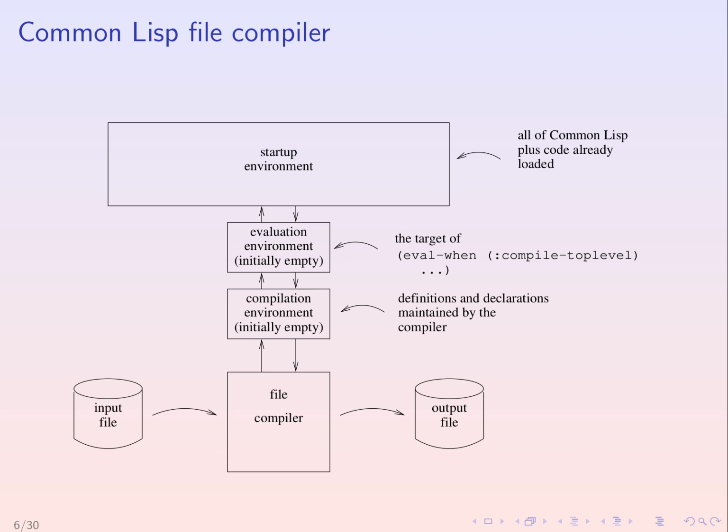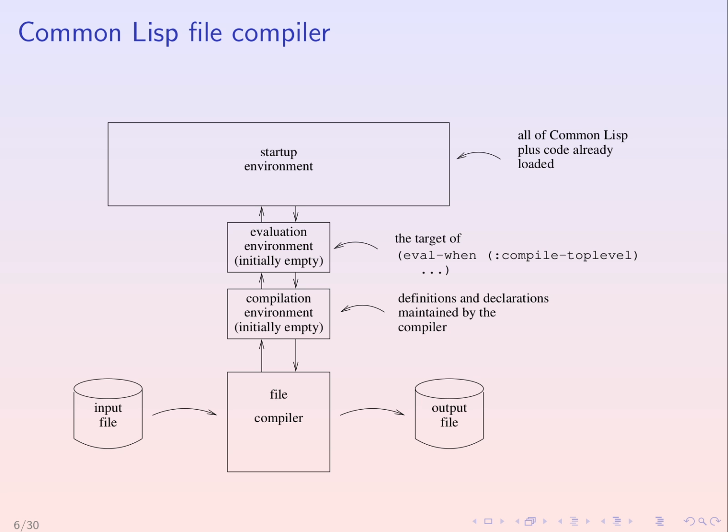The file compiler manages a compilation environment that is very similar to the one used by a batch language, in that it contains definitions and declarations maintained by the compiler. For example, if the compiler sees a defun expression, it doesn't actually create the function at compile time, but it makes a note in the compilation environment that it has seen this defun form, and it might register the lambda list so that it remembers it later when a call to this function is compiled.